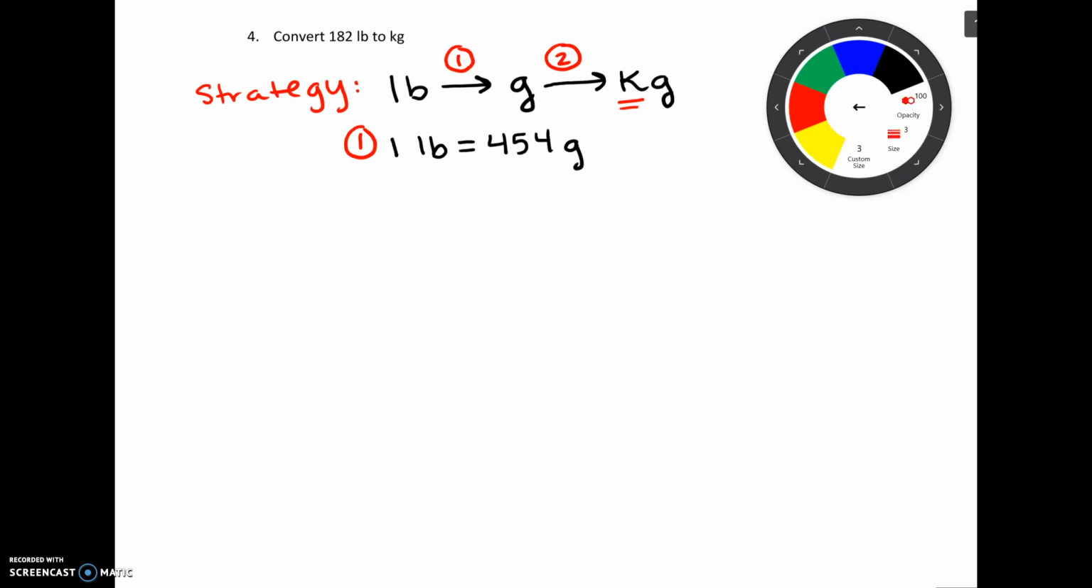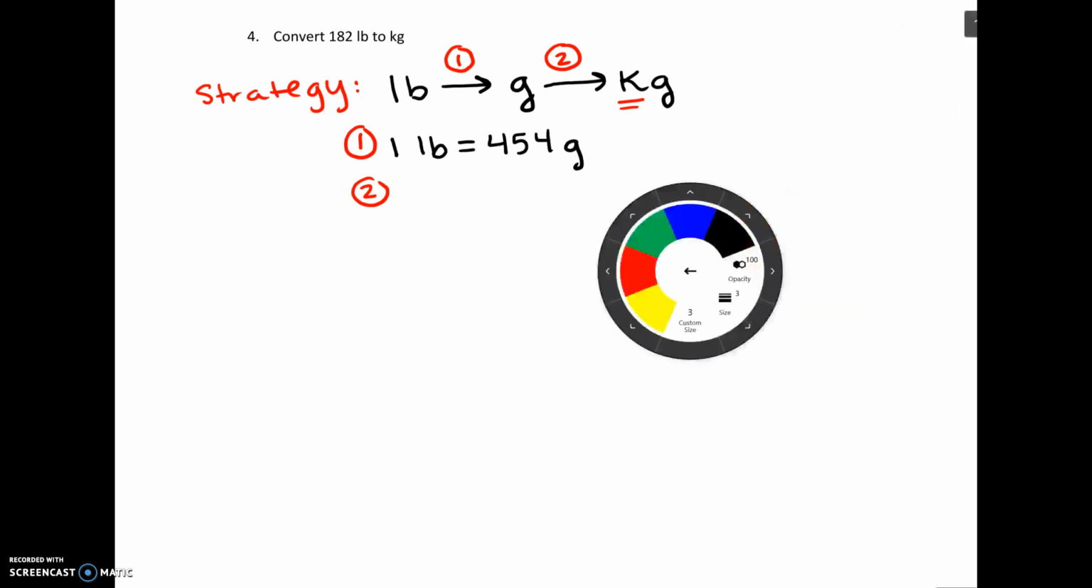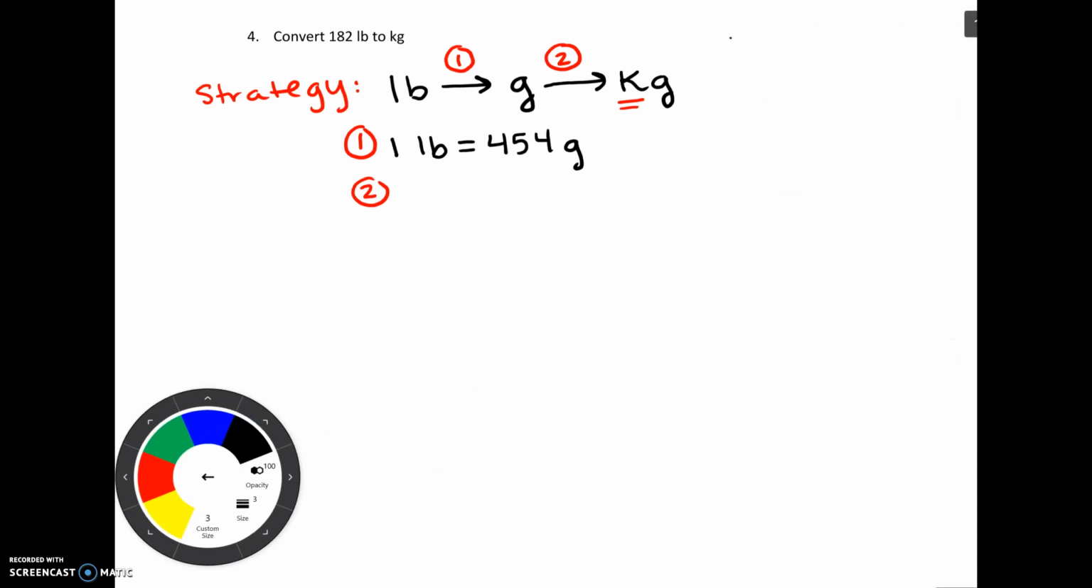I also need an equivalence for step 2. I want to go between grams and kilograms. This one is a little tricky because I have to use that factor that kilo represents. So I know that K stands for kilo, and I know that that factor is 1 times 10 to the third. The tricky thing about writing this equivalence is I have to put this factor, 1 times 10 to the third, or 1,000, in the correct spot.